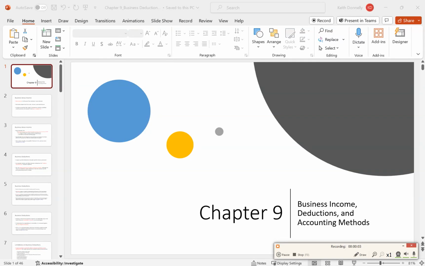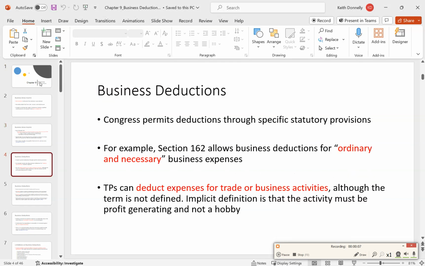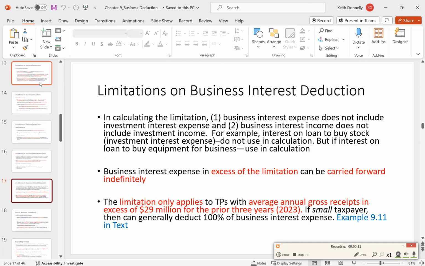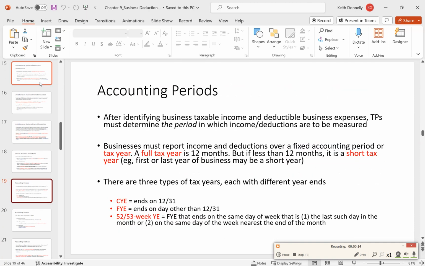Okay, hi everyone. This is going to be the second lecture for chapter 9. So we're picking it up here. We looked at those limitations on business expenses. Now we're going to start talking about accounting periods and other frameworks and considerations when we talk about cash and accrual basis tax accounting.